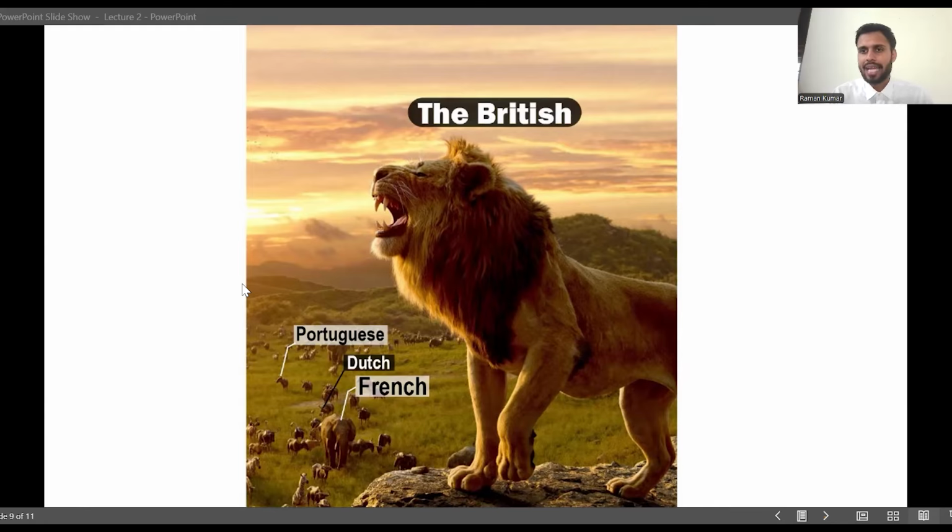So today, before we end our lecture, this meme is just for your fun. Ultimately, the British became the victorious power, and you will see other nations turned out to be really small in front of British power.